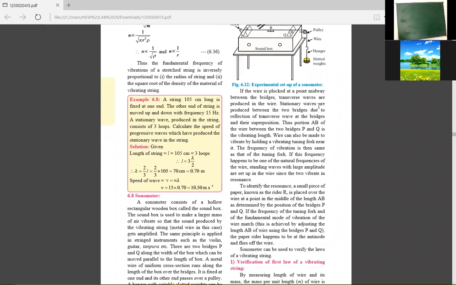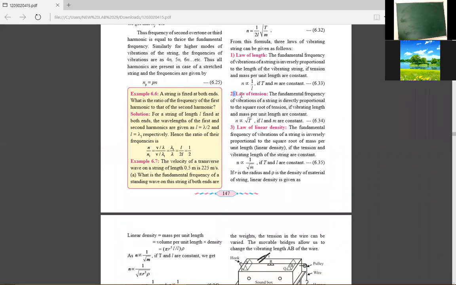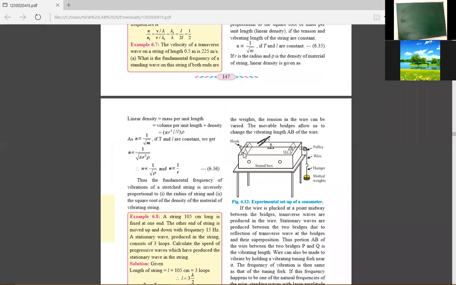Similarly, in the second law, that is the law of tension, we have to keep length and mass constant. So for verifying the second law, we have to keep this length between A and B constant. Also, the material of the wire we have to keep constant. That means we are not going to change that wire. Wire वैसे ही रहेगा, same fixed रहेगा. What we have to change is this mass in the hanger.